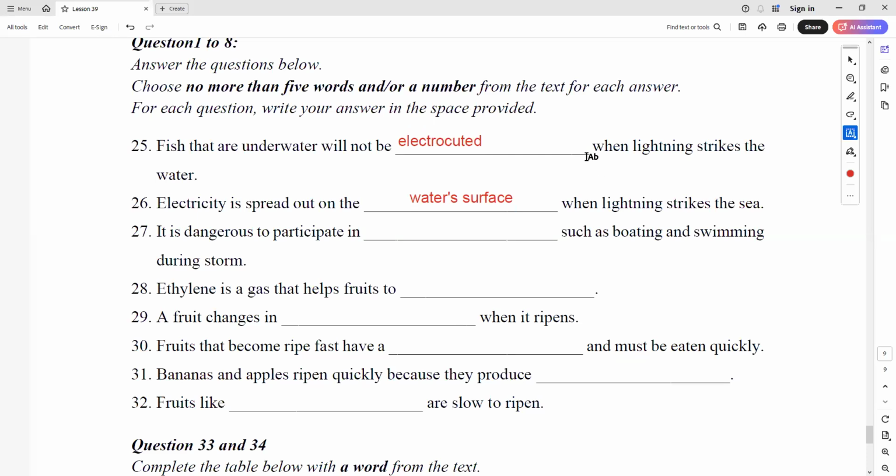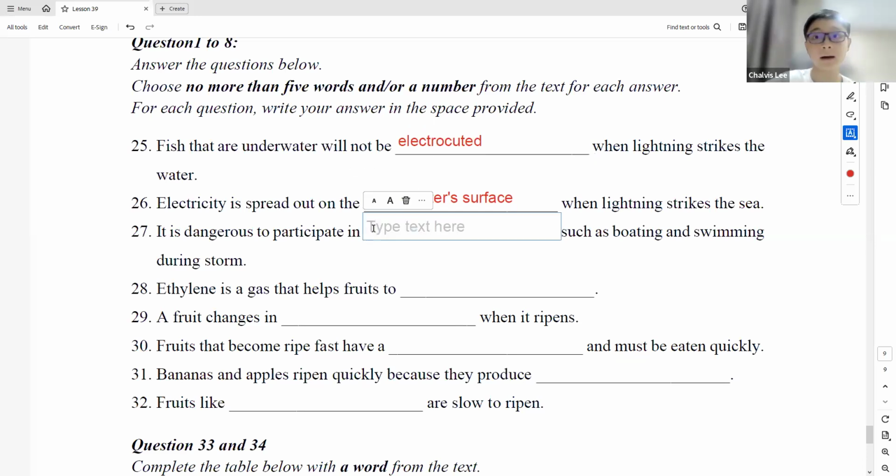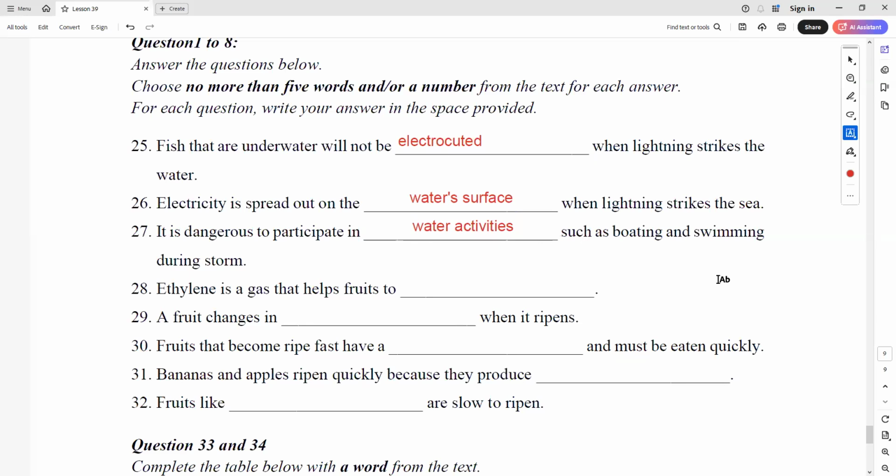Shall we start? It is dangerous to participate in water activities such as boating and swimming during storm. It's dangerous 哦。如果在 storm 的时候呢，你去玩这些活动是非常危险的。28.